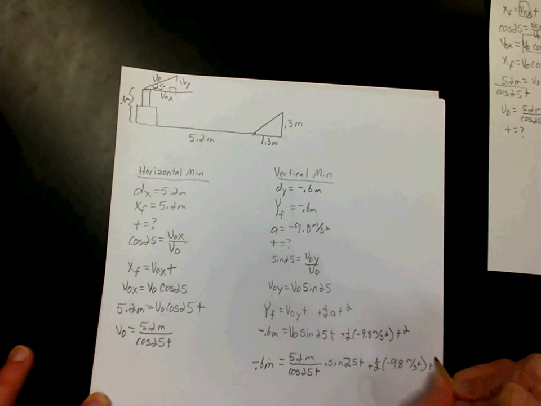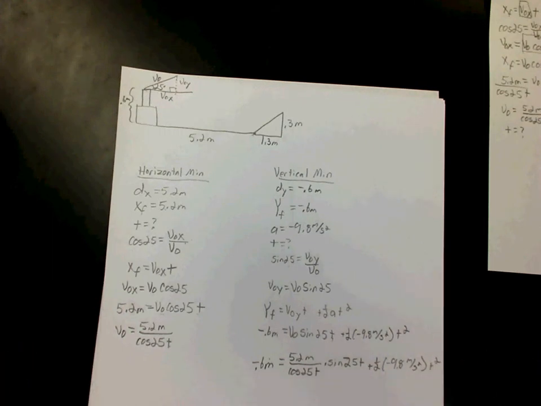From here it's basically just solving for time, because now t is our only variable in this. This time and that time are going to cancel out, so you don't really have to worry about that.